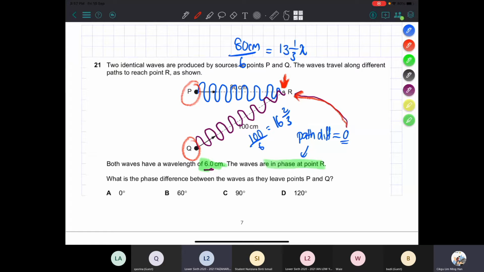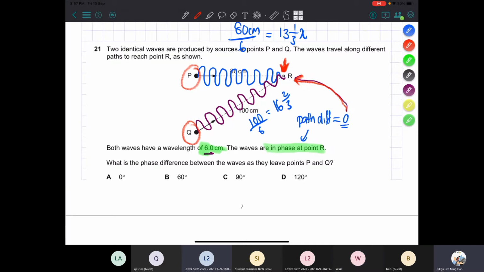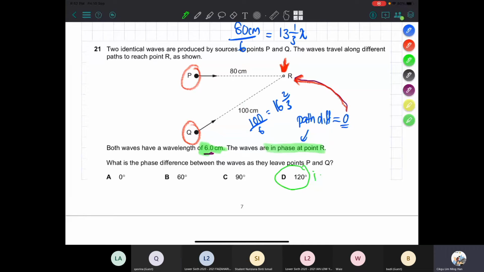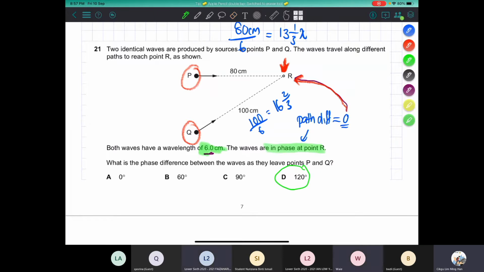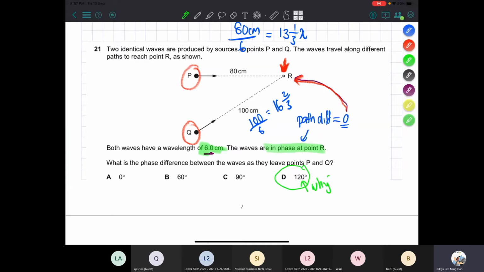Angle? So it becomes angle. Never mind. How? I think D, sir. You're saying the answer is D? Why? 120. I don't know, sir, it's what I think. The 100 centimeter one is 16 2/3, and the 80 centimeter is 13 1/3, right, sir?